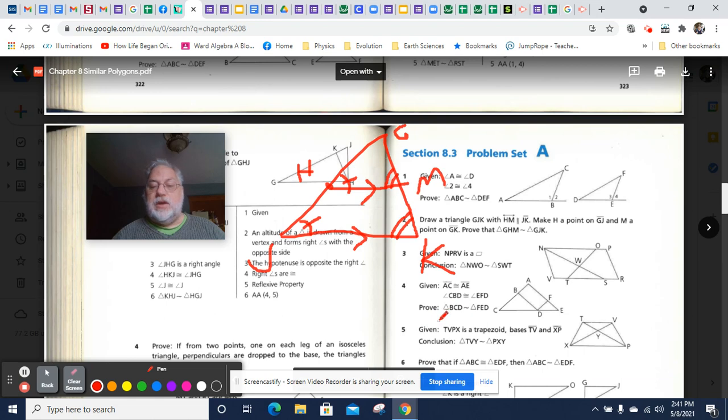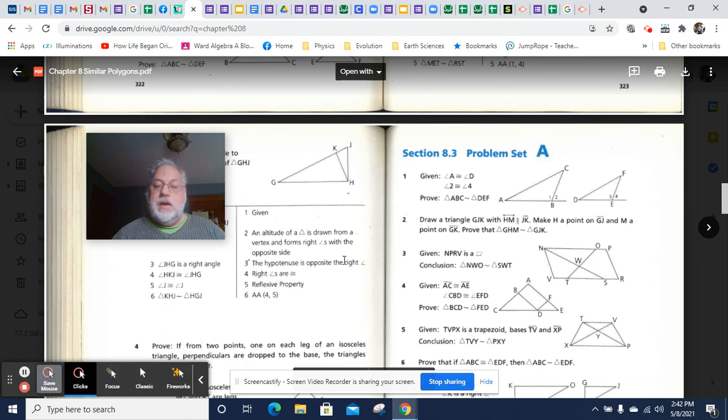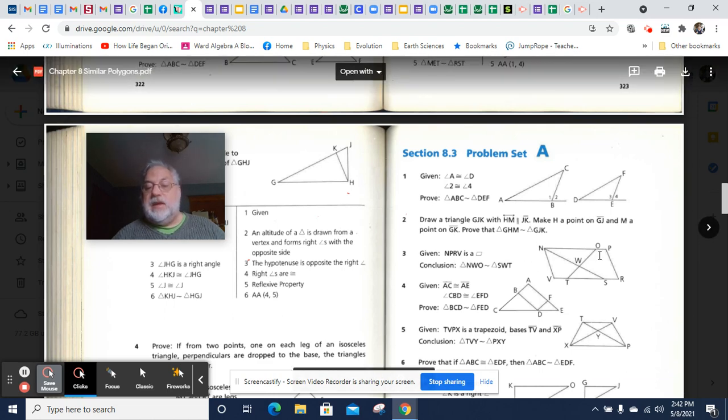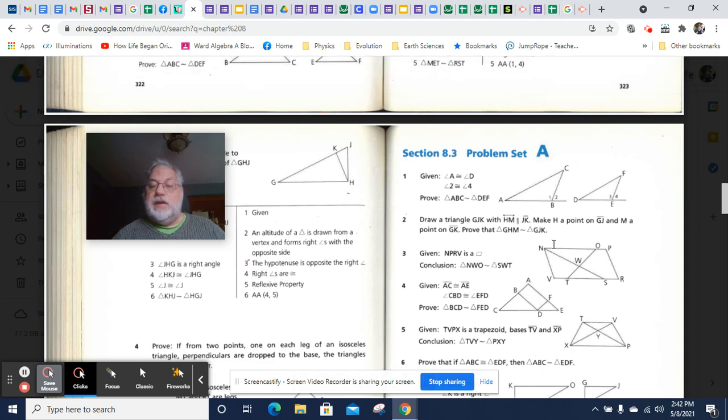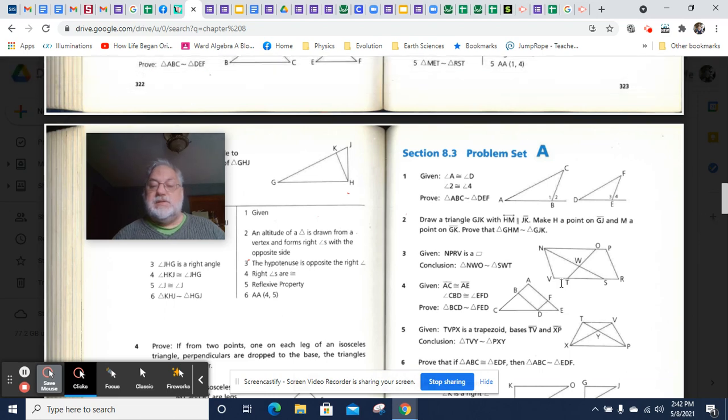Okay, now let's take a look at 3 and 4. I'm going to pause and erase some stuff. And I am back. I have erased things. So now let's look at 3 and 4. We've got NPRV as a parallelogram, and we want to prove that NWO and SWT are going to be similar.